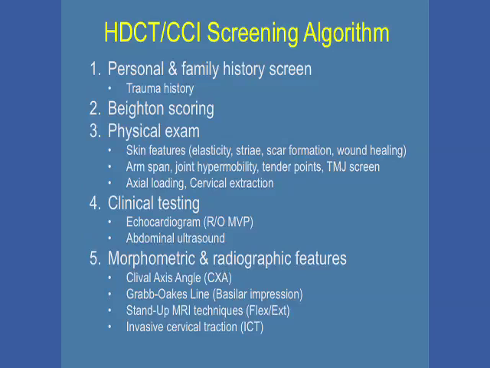An axial loading maneuver, where we put some weight vertically down on the head: many patients are very sensitive to this and are relieved by cervical extraction. We can look at that in other morphometric tests I'll get to in a minute. We screen patients with electrocardiograms to rule out mitral valve prolapse and aortic root dilatation, which can occur with this, and abdominal ultrasound for abdominal aortic aneurysms in a very rare subset of patients. We also can use morphometric and radiographic features such as the clival axis angle, which shows the instability at the craniocervical junction, the Grabb-Oakes line for basilar impression, and stand-up MRI techniques, which I'll show you in a minute, which can help identify this mobility. And invasive cervical traction, where we can put some numbers to the gravitational effects here.